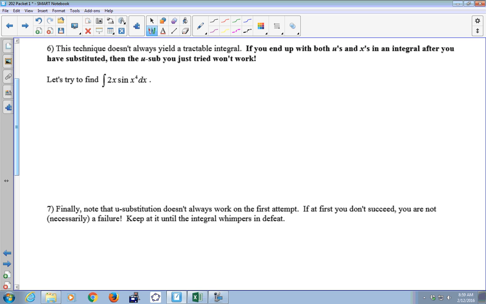what do you want to try for u, you think? x to the 4th is a great guess for u. So if we let u be x to the 4th, that means du/dx is 4x cubed, which means that dx is du over 4x cubed.